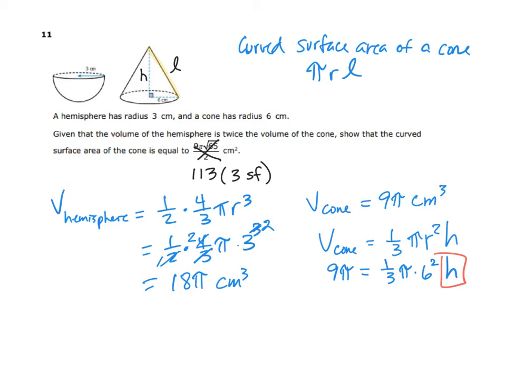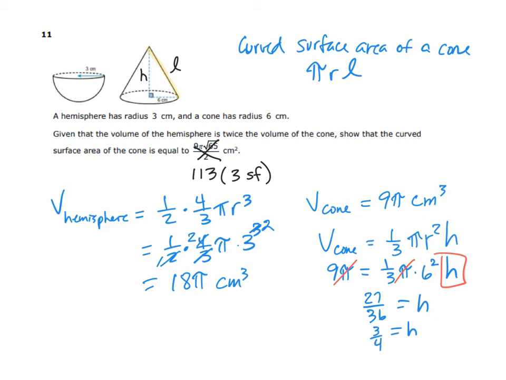So now let's do this. Let's cancel pi from both sides. And then I'm going to multiply both sides by 3 and divide by 6 squared. So h is going to be, let's see, I have a blue pen. Okay, h is going to be, what did I say? I'm going to multiply both sides by 3, so it'd be 27 on top divided by 36, and that reduces to, let's see, 9 goes into both of those, that reduces to 3/4.